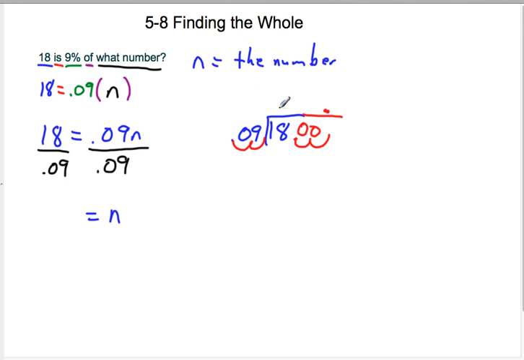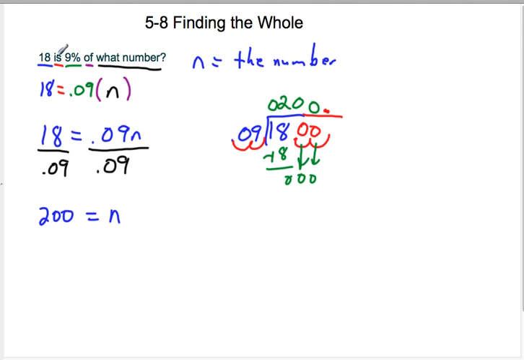9 goes into 18 twice. I'm going to put that over the 8, because it didn't go into 1. And then we'll get no remainder. As we bring down zeros, it's just going to be 0. 9 goes into 0, 0 times. Bring down another 0. 9 goes into 0, 0 times. And we're done. 200 is the answer.